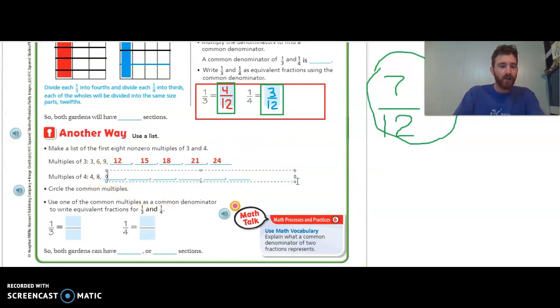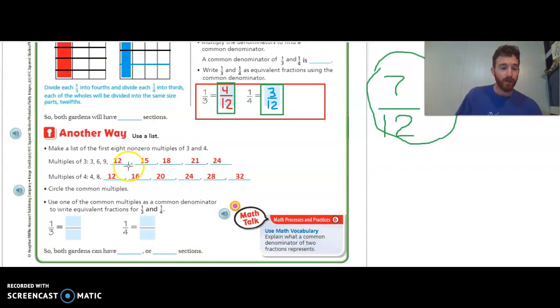If we go by 4s, they give us 4 and 8, and then we can go 12. Another 4 would be 16, 20, 24, 28, and then eventually 32. So when we do this, we can actually find numbers in common. So it says circle the common multiples. That would be the numbers that they have in common, right?